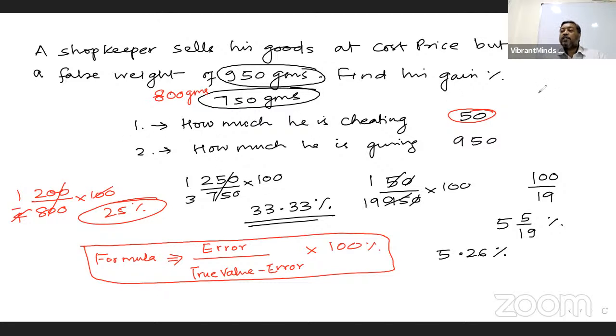You just remember how much he cheated and how much he gave. How much he cheated should be on the numerator. How much he gave should be on the denominator. And you are good to go. Multiplied by 100. Is it clear, guys? If you understood, write yes in the chat box.